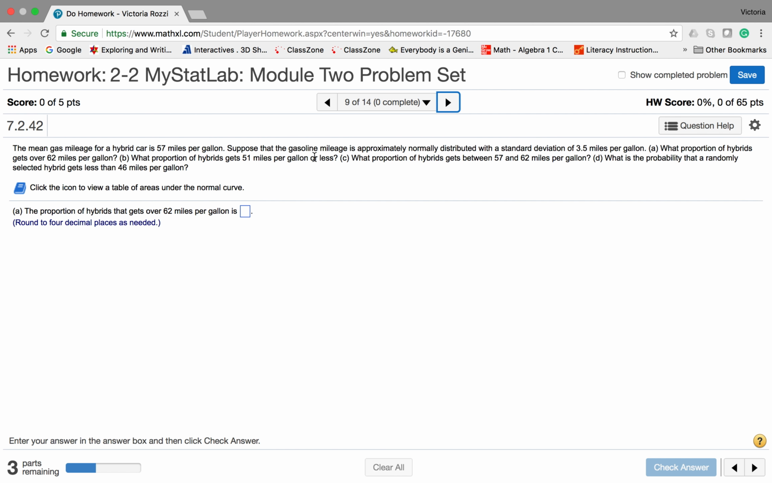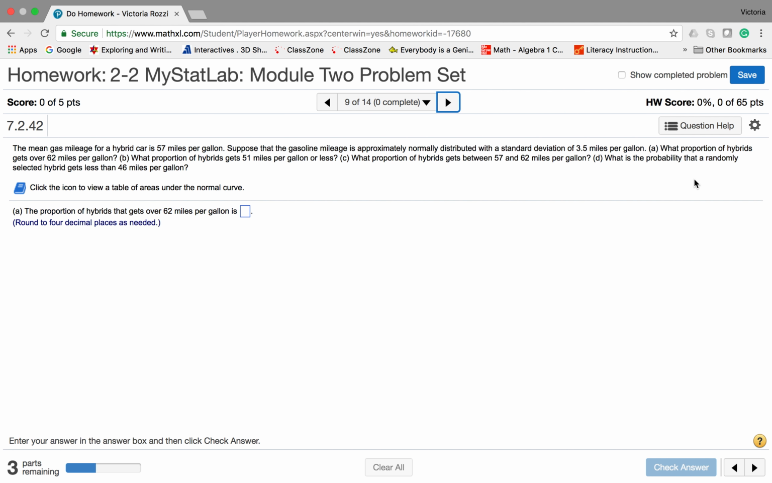Suppose that the gasoline mileage is approximately normally distributed with a standard deviation of 3.5 miles per gallon. What proportion of hybrids get over 62 miles per gallon? What proportion gets 51 miles per gallon or less? And what proportion of hybrids get between 57 and 62? They also want to know what is the probability that a randomly selected hybrid gets less than 46 miles per gallon. Now at first, I bet this seems very complicated, but if you use StatCrunch, there's a great way for you to get all of these answers pretty quickly.